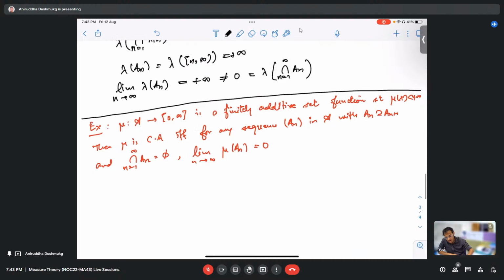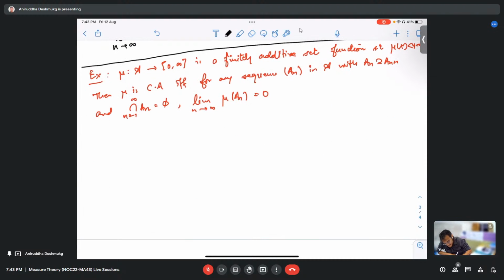So how do we prove this? Any ideas in proving this? Okay, let us go one by one. It is an if and only if statement. So assume that mu is countably additive. We want to prove the other conclusion. Is that conclusion easy?